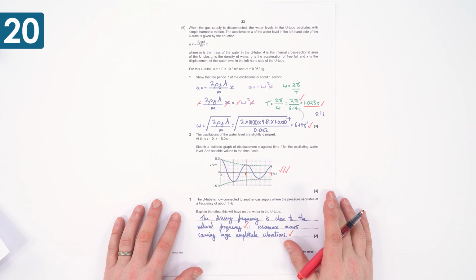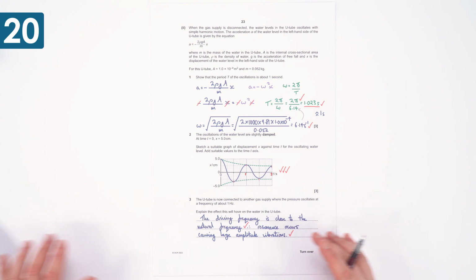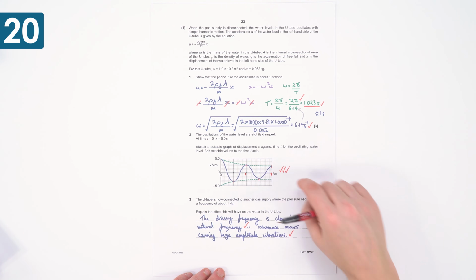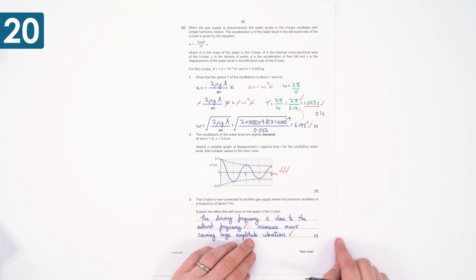And then, of course, you have a question, because it's quite a synoptic kind of paper where they involve lots of different bits of physics together. We've got a driving frequency of a hertz, which is very similar to the natural frequency of this system. And that means you have resonance occurring. And that causes these large amplitude vibrations of that water up and down inside that U-tube.